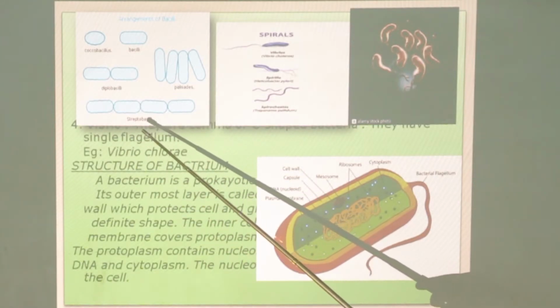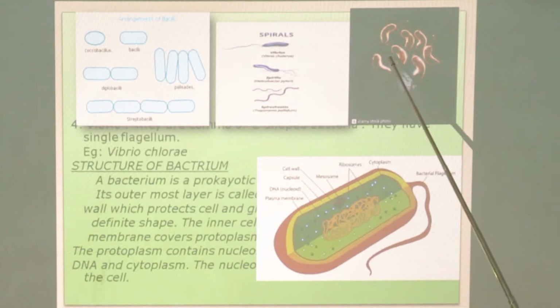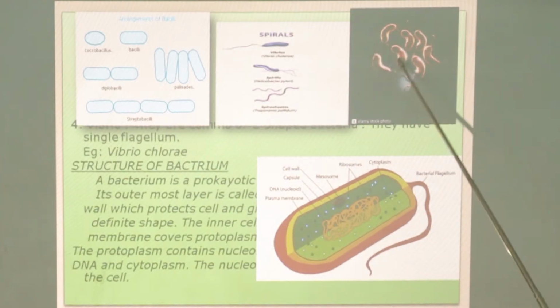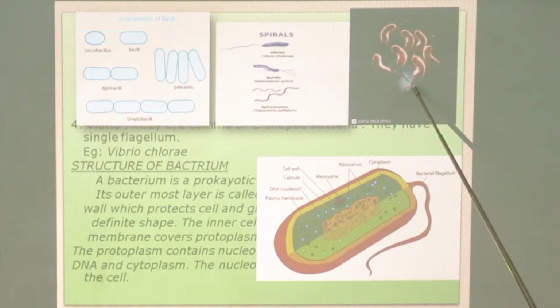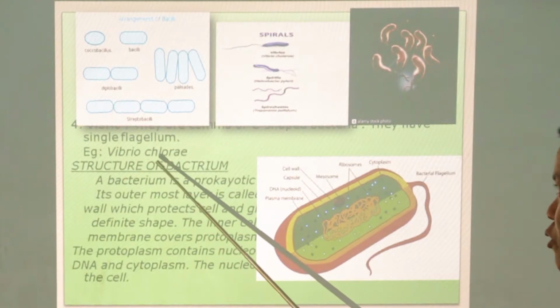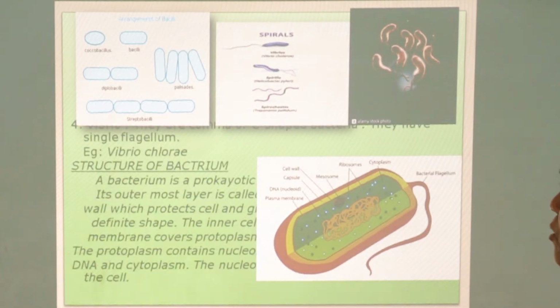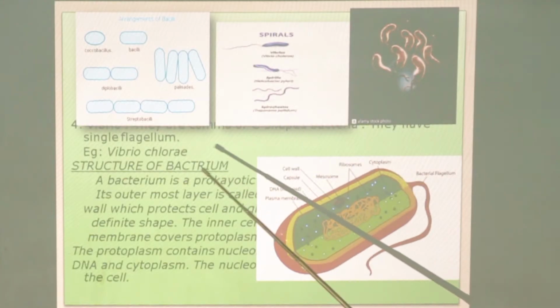The Vibrio bacteria are C-shaped or comma-shaped. They have a single flagellum for their locomotion. Example, Vibrio cholerae. This Vibrio cholerae causes cholera in human beings.